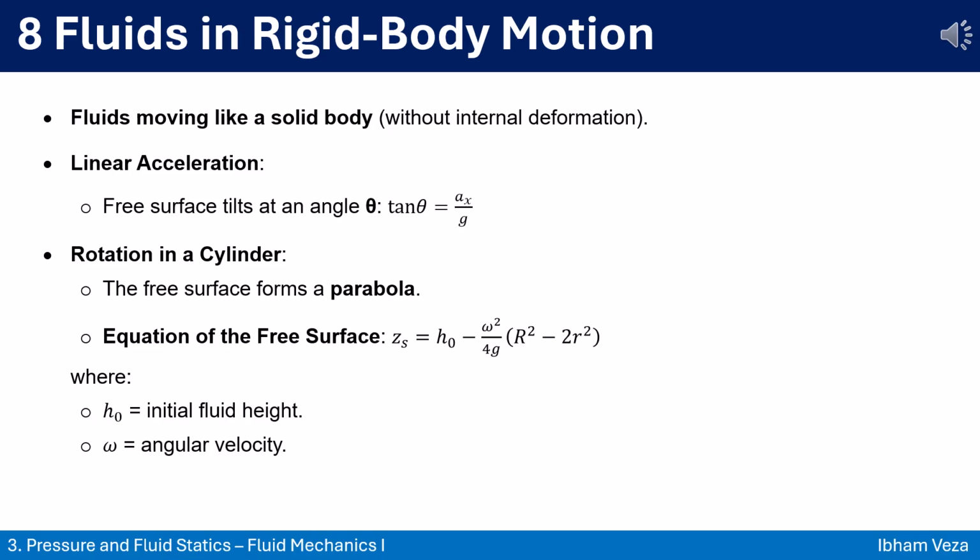8. Make rigid body fluid motion clear and simple. Let's simplify rigid body motion. Sometimes fluids move like a solid block, without waves or internal swirling. That's what we call rigid body motion. If you accelerate a tank forward, the water tilts. Why? Because the fluid reacts like a slope, forming an angle theta that depends on acceleration over gravity. Easy rule. More acceleration, bigger tilt.